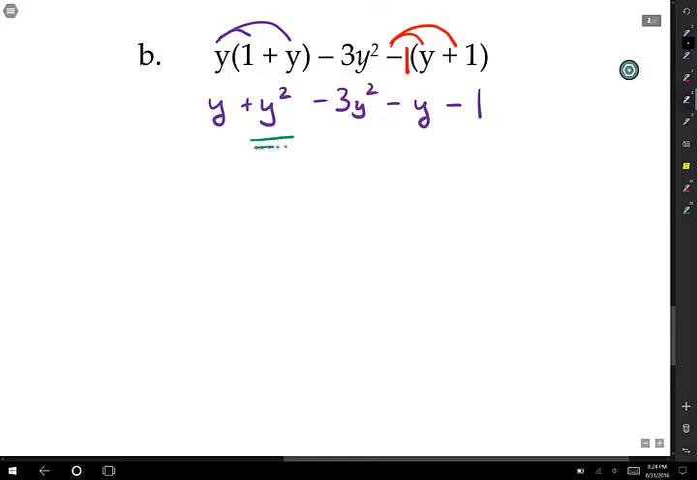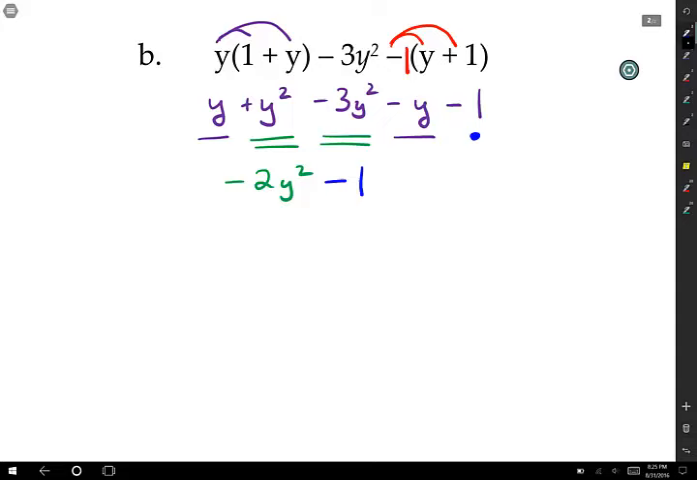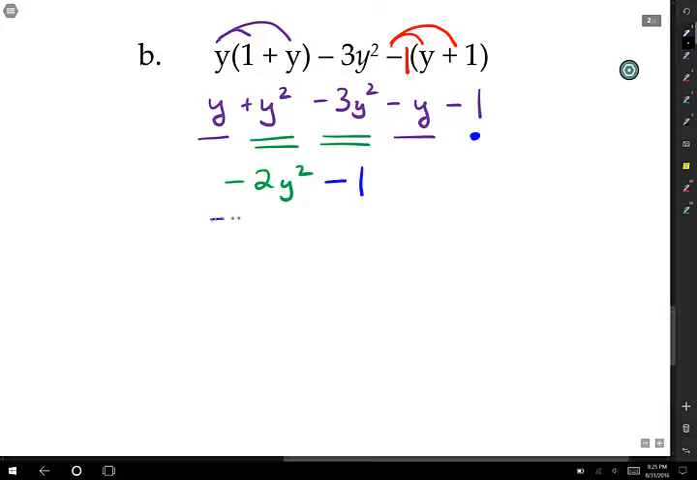I'm going to underline my y squareds with 2 lines. That's going to give me 2y squared. I'm going to switch colors to my y's and underline them with 1 line. y minus y is gone. And then finally I'm going to put a dot under my constant, and I'm going to realize that that is a minus 1, giving me a final summary of negative 2y squared minus 1 as my answer.